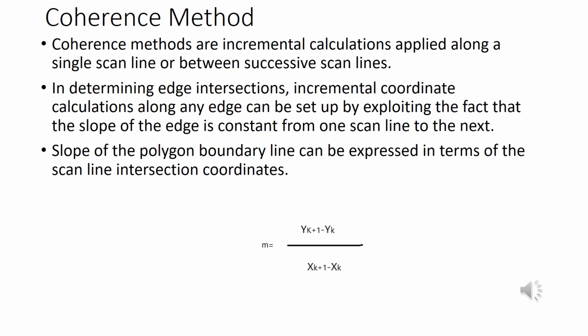Suppose we have scan line yk and scan line yk plus 1. Suppose scan line yk has intersected a polygon edge at xk, and scan line yk plus 1 has intersected that particular polygon edge at xk plus 1. Using these two values, we can determine the slope of a polygon boundary in this way: yk plus 1 minus yk divided by xk plus 1 minus xk.